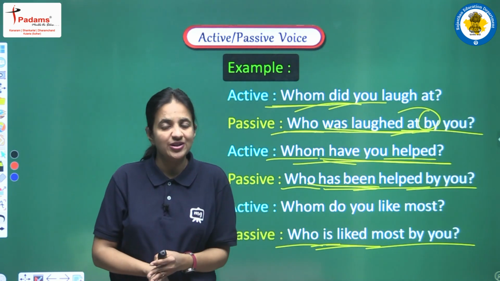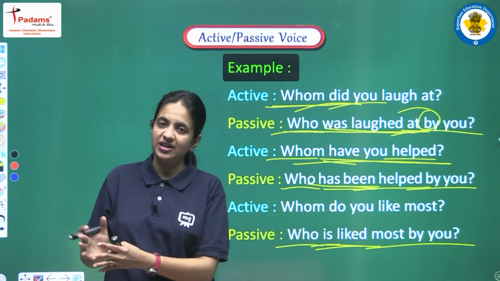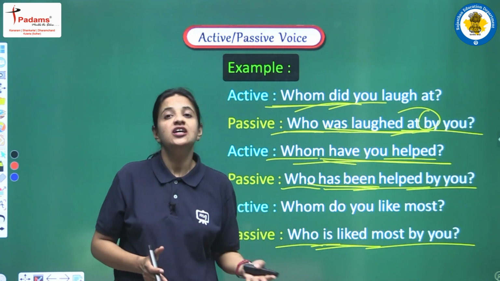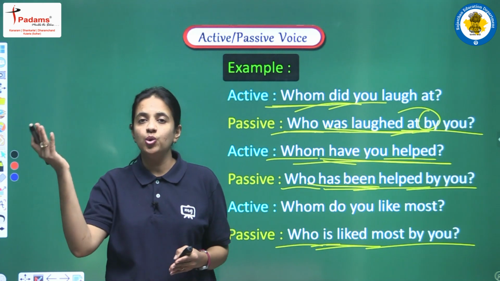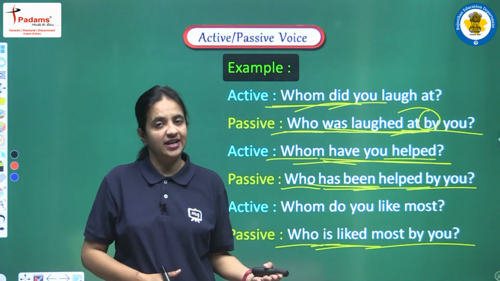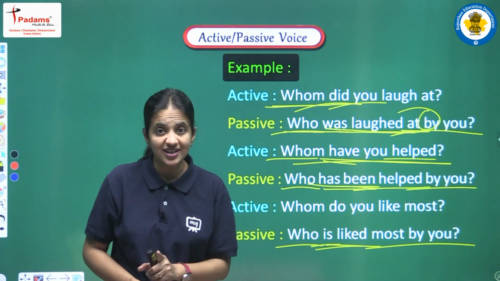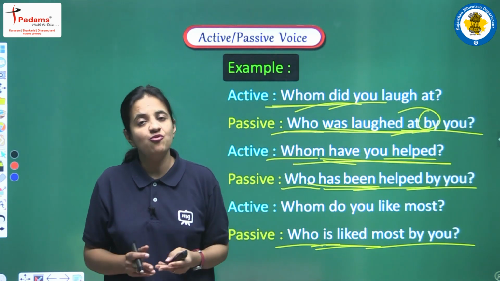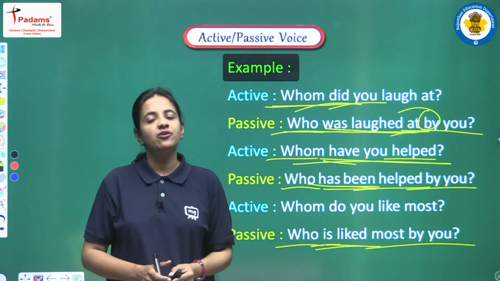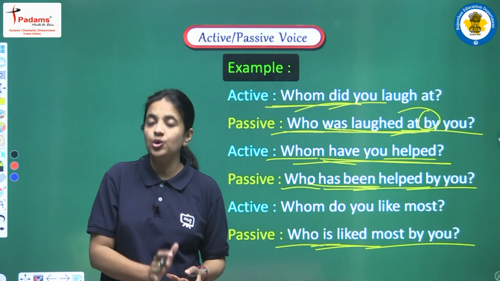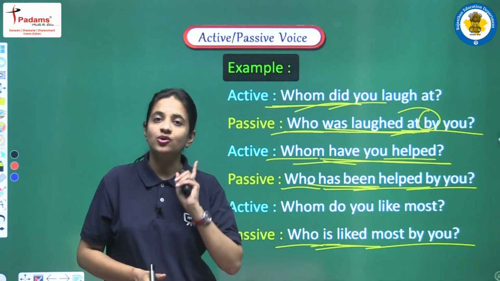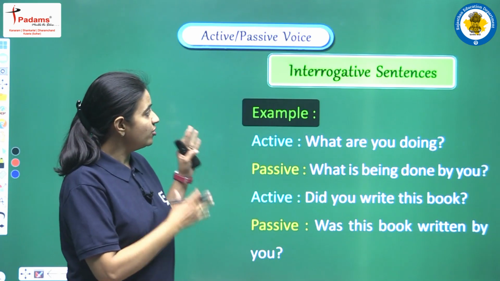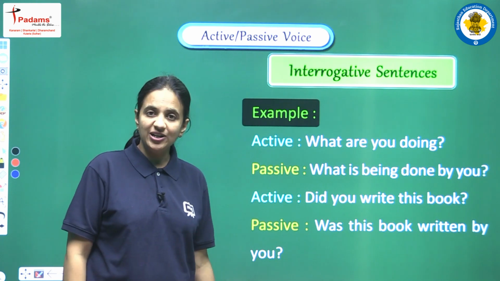Okay, so yes, this is very important when we have who or whom. So I am repeating one more time. If we have who in the beginning of the active voice, then when we make the passive voice, we have to convert that who into by whom, and yes, there will be no subject in the sentence. And when we have whom in the active voice, then while making the passive voice we have to convert that whom into who, and in that sentence there will be no object. Clear? So students, now next we have interrogative sentences.